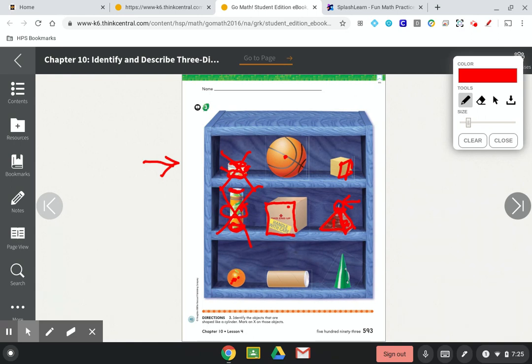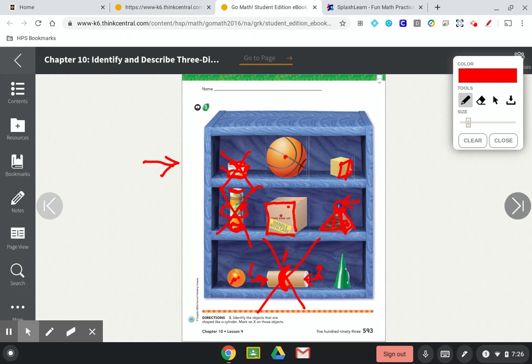Here we have a flat surface and another flat surface. And right around here, that's a curved surface. One flat surface, another flat surface. That makes 2 flat surfaces and then 1 curved surface. I'm going to mark this. And it is a cylinder.